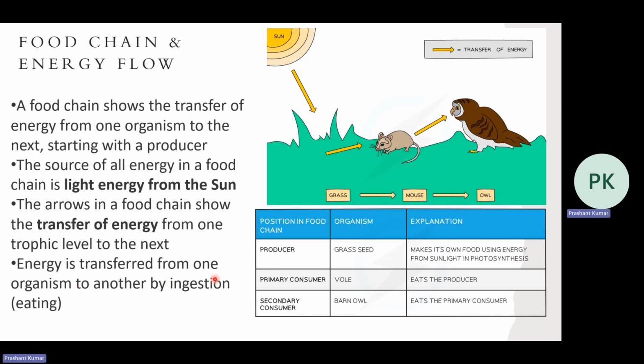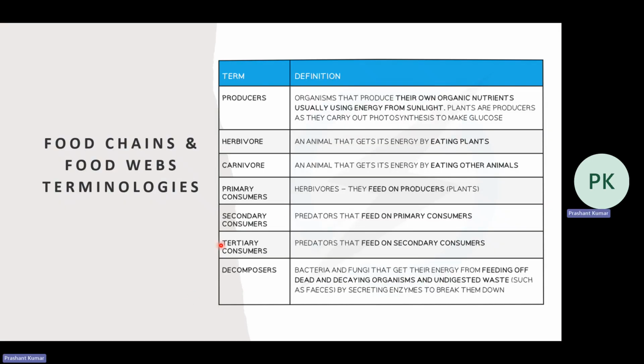Energy is transferred from one organism to another by ingestion. They are eating it, right? So it's ingestion. There is some key terminology in this topic we must understand. What are producers? Organisms that produce their own food using the sun's energy. Example, plants.